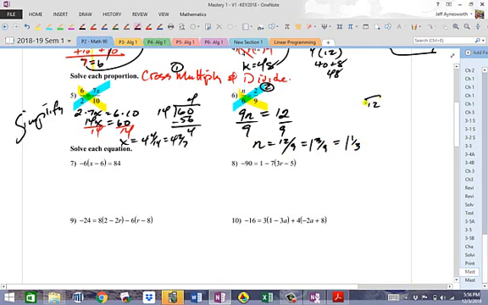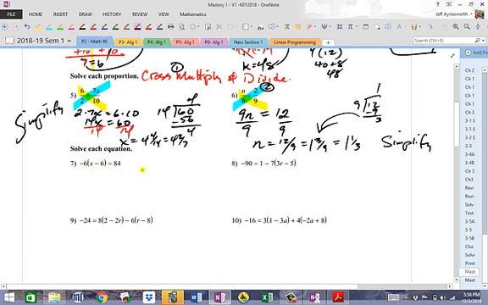12 divided by 9 divides 1 time. If you subtract, you get remainder 3. So 1 and 3 ninths. And then simplify your answer. Okay, always do that.